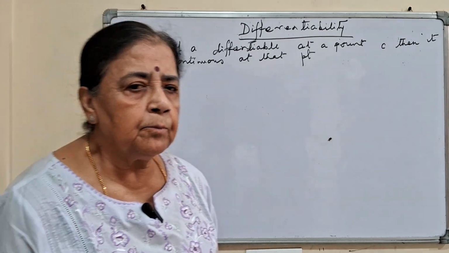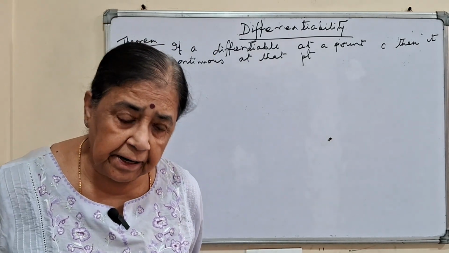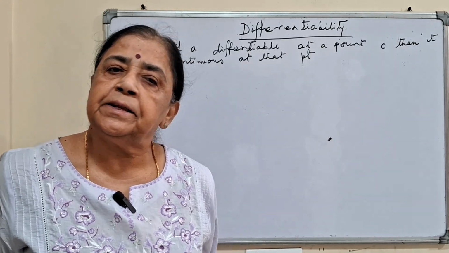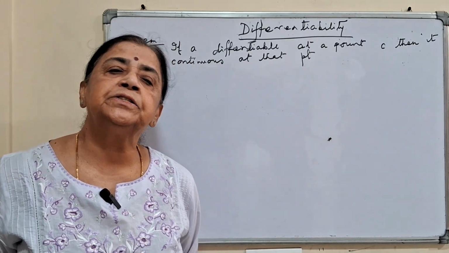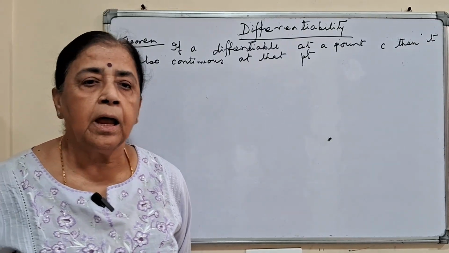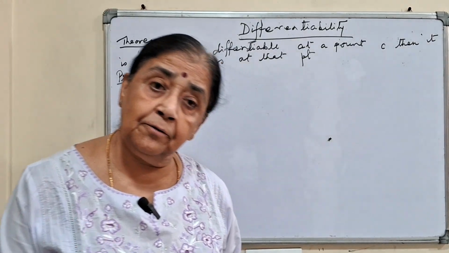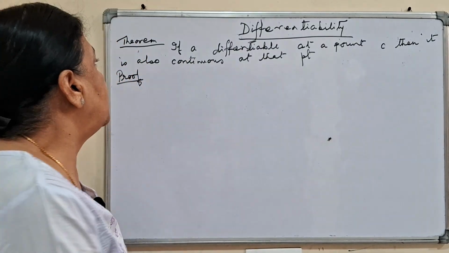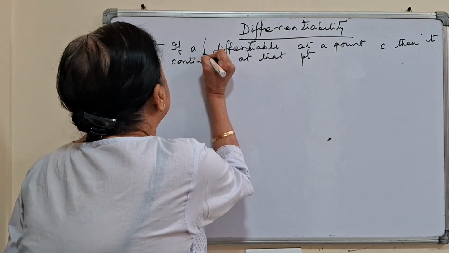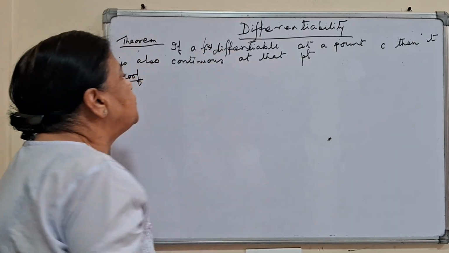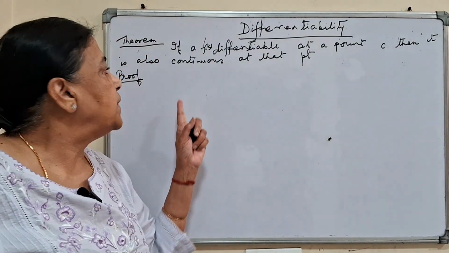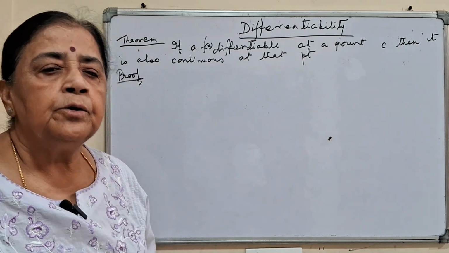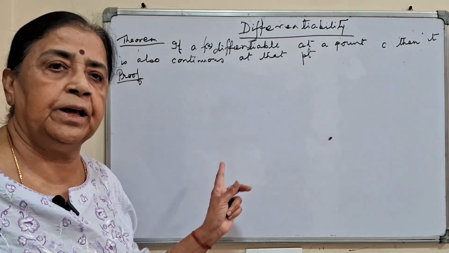Now, last time we have studied that if a function is continuous at a point c, then it is differentiable at point c. We will do the reverse one. If f(x) is differentiable at a point c, then it is also continuous at that point. So we will be proving that.